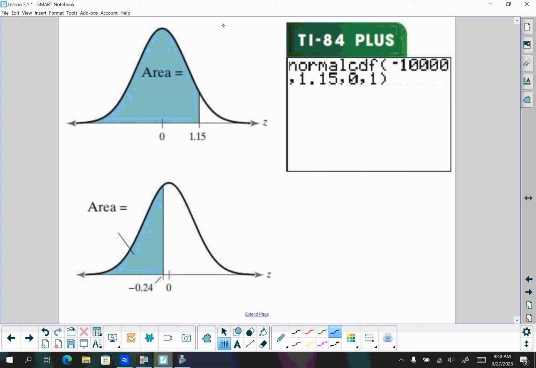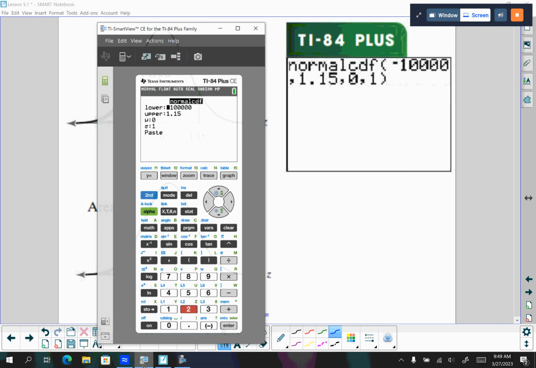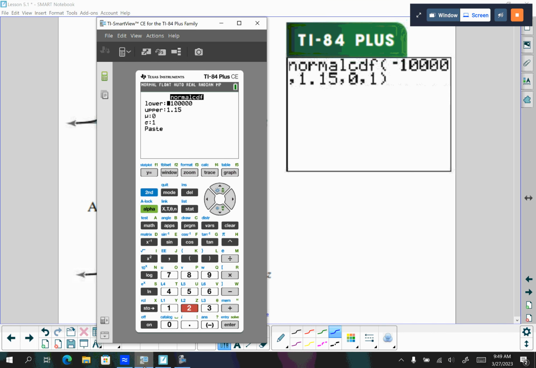Well, we want pretty much the area all the way to the left of 1.15. So we just need to pick a really, really small number. So that's what that negative 10,000 is. It can really be any really big number, like you could put in negative 1,000,000 if you want to. Doesn't really matter, but it just needs to be a really small number because we want all the way to the left. Okay, and then the upper is where we want it to stop. That's the z-score we're finding, 1.15.